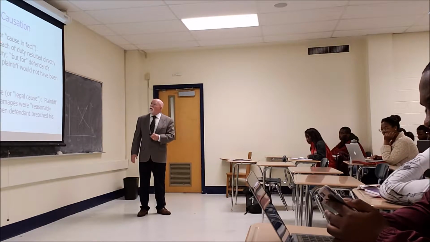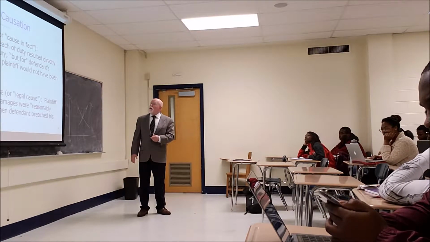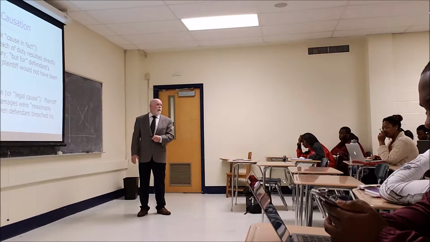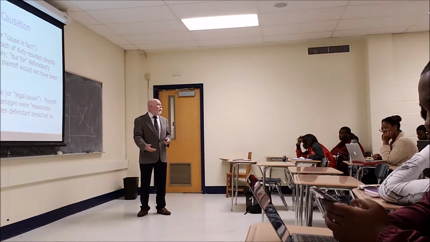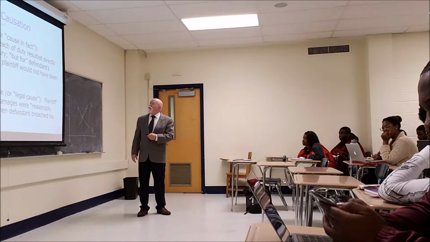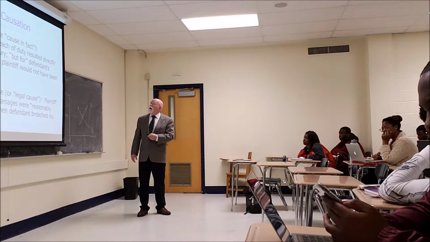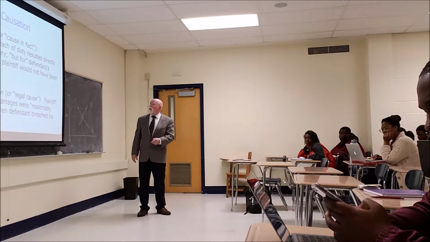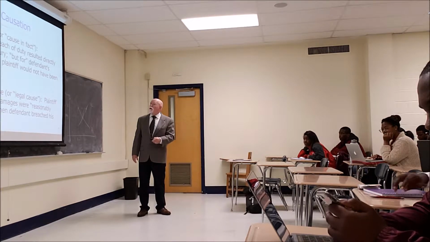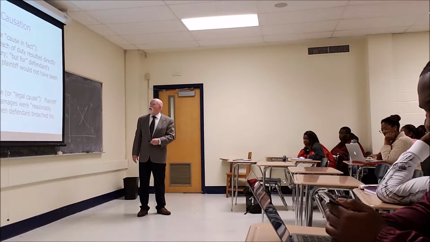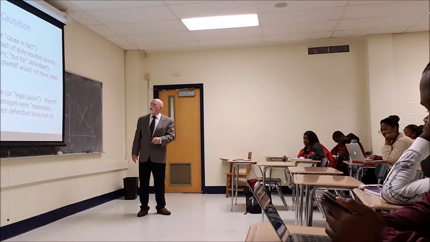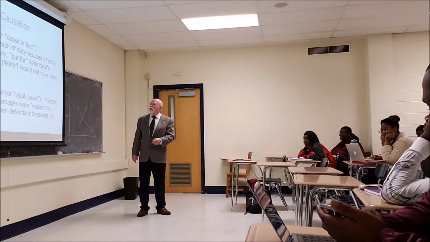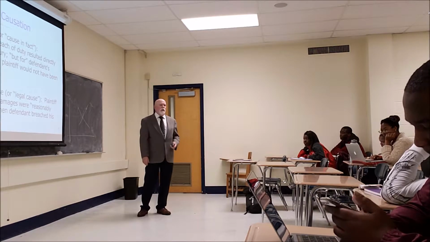Actual cause, or cause in fact, is when the defendant's breach of duty results directly in plaintiff's injury. That can include injury to property. But for is a test that we use here. But for defendant's breach of duty, plaintiff would not have been injured. Proximate cause, or legal cause: the plaintiff and the plaintiff's damages were reasonably foreseeable when defendant breached his duty to the plaintiff. So proximate cause, things have to be legally foreseeable or reasonably foreseeable.